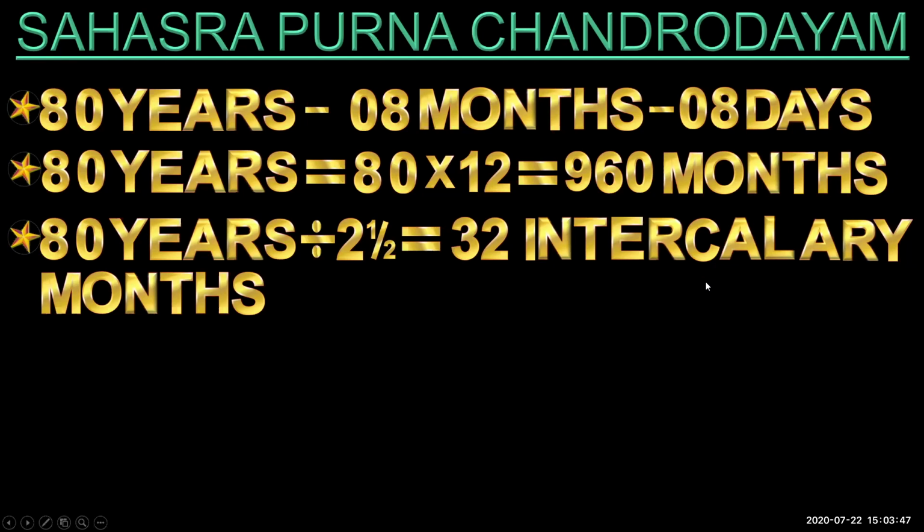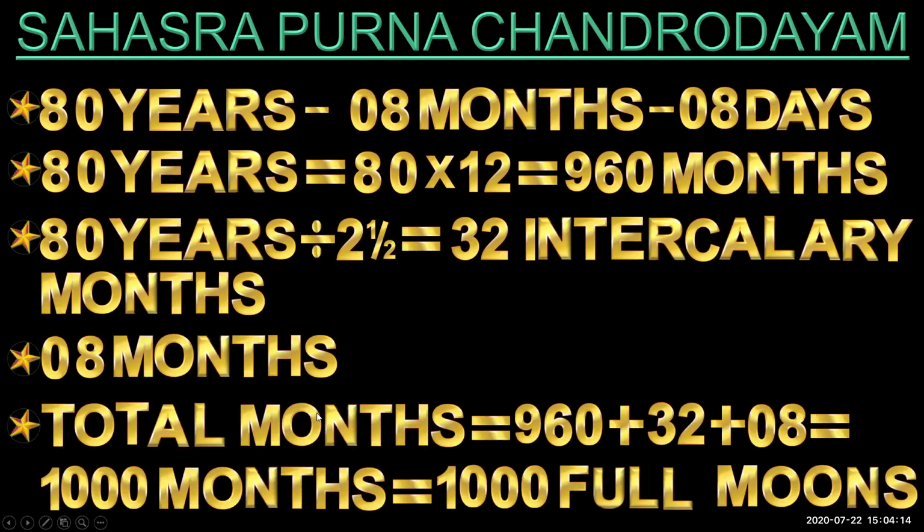Even in Mahabharatam, when the Kauravas were jubilant having spotted the Pandavas much earlier than the stipulated period, Bhishma pumps into their minds the actual intellectual point that the intercalary months need to be taken. So this Adhikamasam is there even in Mahabharata times. And for 8 months, we have got another 8 full moons. So 960 in 80 years, 32 intercalary months, and 8 full moons for the 8 months. Therefore, total 1,000 moons. What does this 8 days stand for? This is a small correction in the moon's revolution period. So 80 years, 8 months, 8 days is completely sufficient for that.